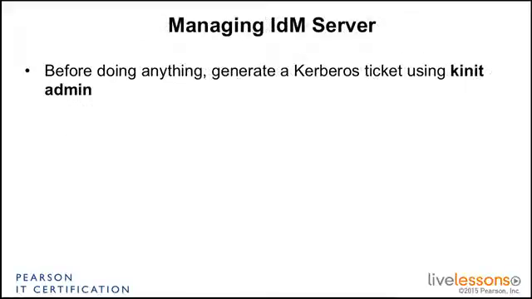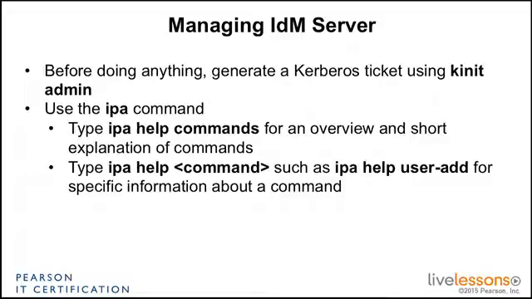Now let's talk about managing the IDM server. Once it has been installed, as I said again, you need to make sure that you've got a Kerberos ticket. I know this is the third time I'm saying it, but everyone is doing it wrong if they have never worked with Kerberos before. So kinit admin. And next you can use the ipa command. Type ipa help commands for a short overview of all the commands, and it will tell you everything that you can do using the ipa command. And next you can type ipa help followed by the specific command that you want to use, and it will give you specific information on how to use that command. For example, ipa help user-add gives specific information about what it expects if you want to add a user.